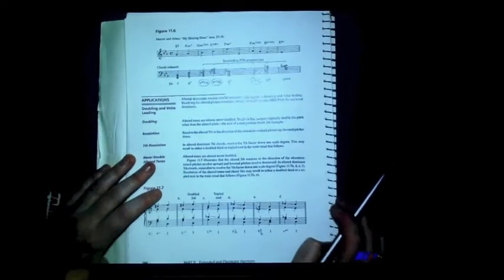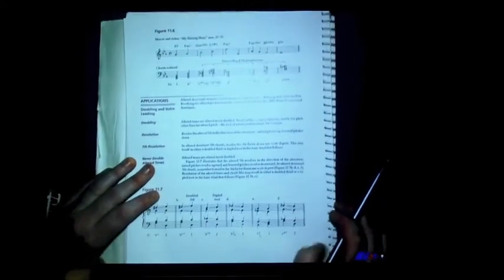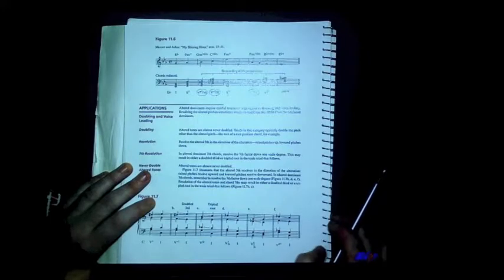Let's see if I can get some of this glare out of the way. Just doesn't want to cooperate. This is as good as it's going to get.